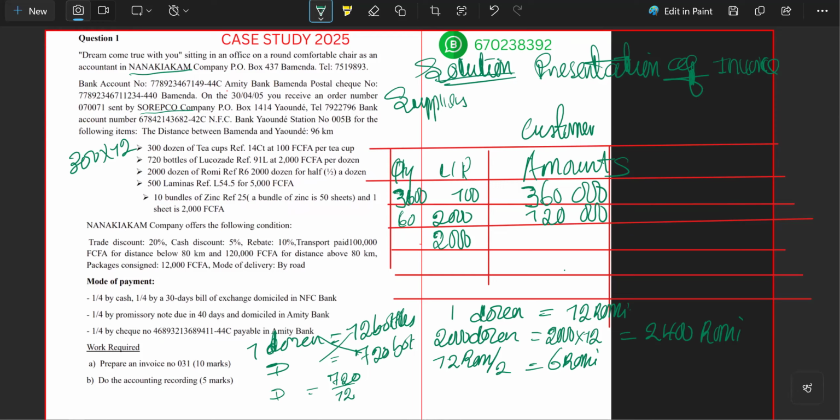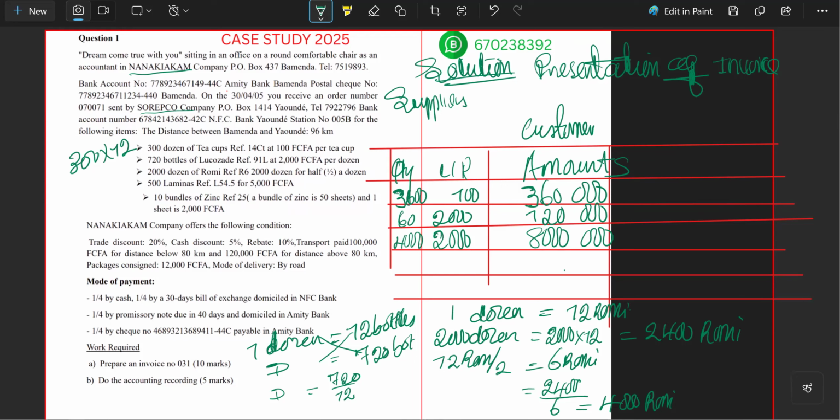We are going to take 2,000. We're going to take 2,400 divided by 6. So it's going to give us 4,000 Romy. So our quantity will be 4,000 Romy. So we take 4,000 now. So if we multiply 4,000 times 2,000, we're going to have 8 million. So we have 8 million here as our amount.